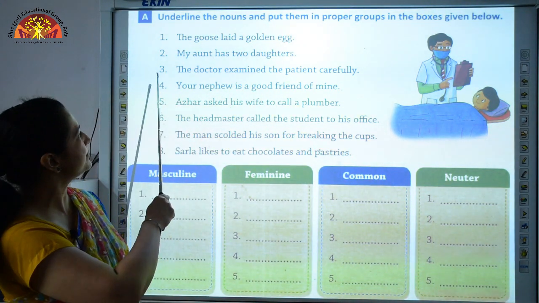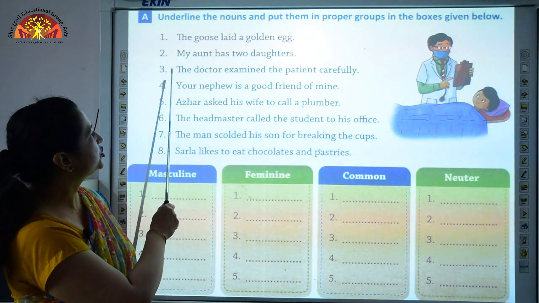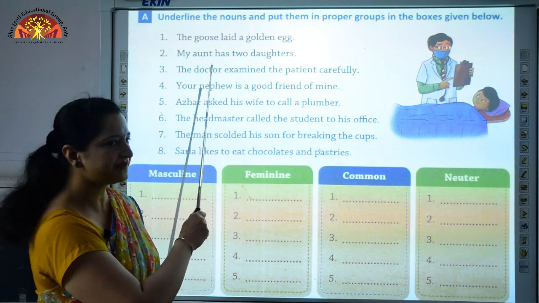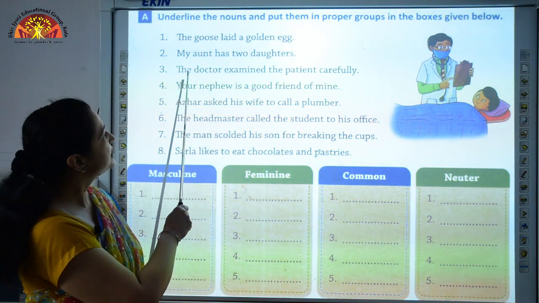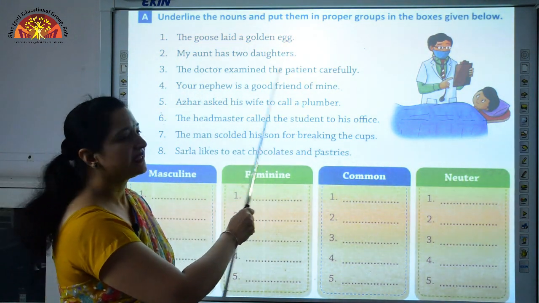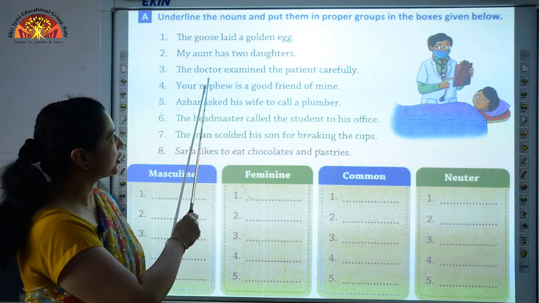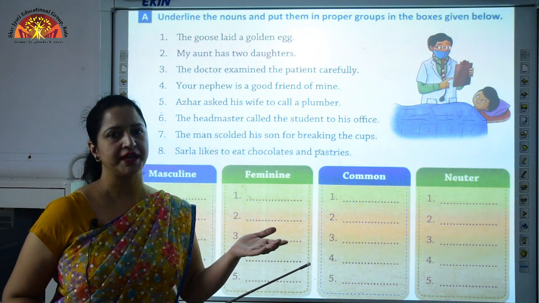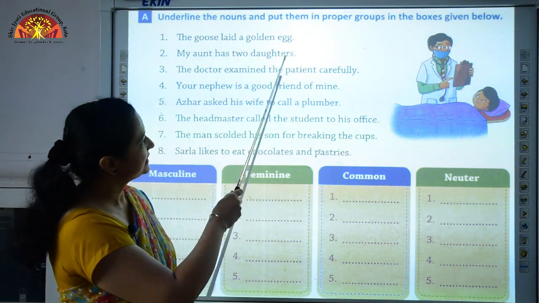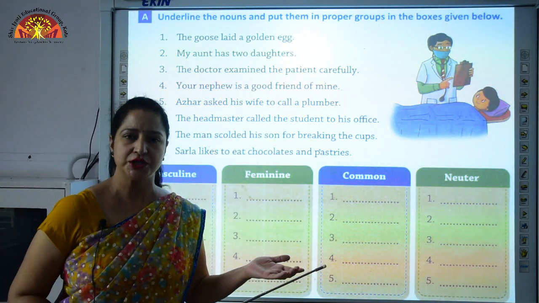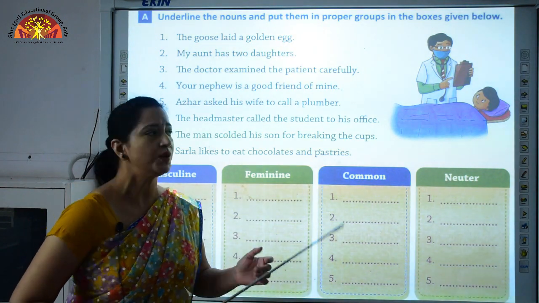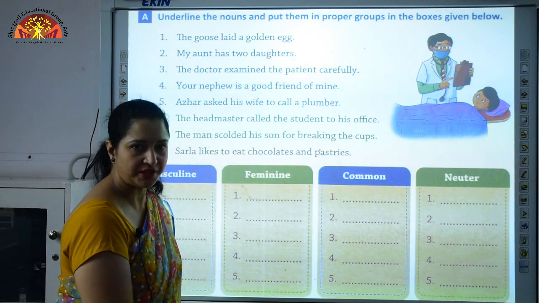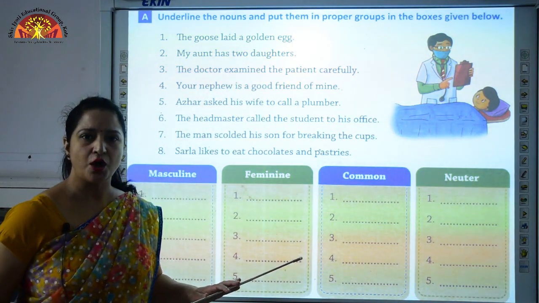Okay. Oh, I have skipped number 3. So the doctor examined the patient carefully. This is your number 3. I have skipped that. Sorry for that. So here doctor and patient, these are nouns. So underline doctor and patient. Now doctor can be male also and doctor can be female also. And like that patient can be male also and patient can be female also. So here doctor and patient both are common gender. Okay, is that clear to you all?